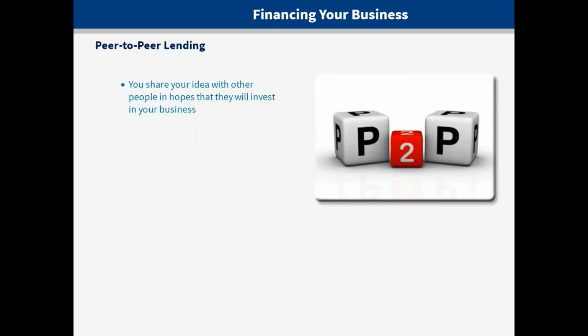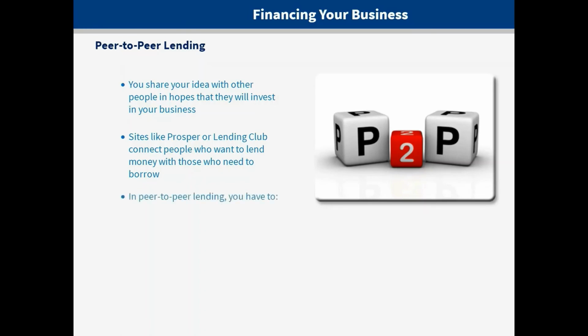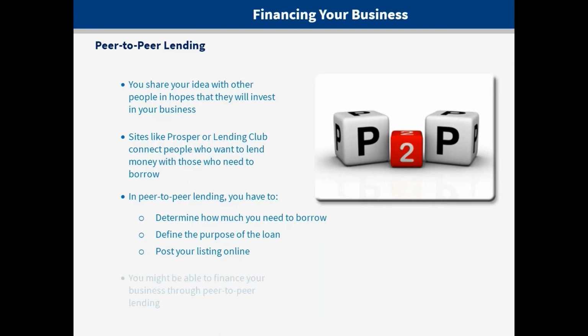Peer-to-peer lending can be another source of financing for your business. Peer-to-peer lending, or P2P, essentially involves sharing your idea with other people in hopes that they will invest in your business. Sites like Prosper or Lending Club connect people who want to lend money with those who need to borrow, often in increments as low as $25. You determine how much you need to borrow, define the purpose of the loan, and post your listing online. In this way, if you find takers, you might have a source of financing for your business.